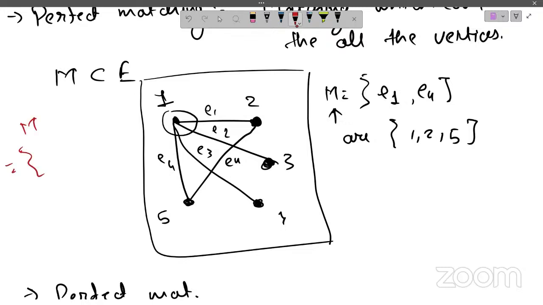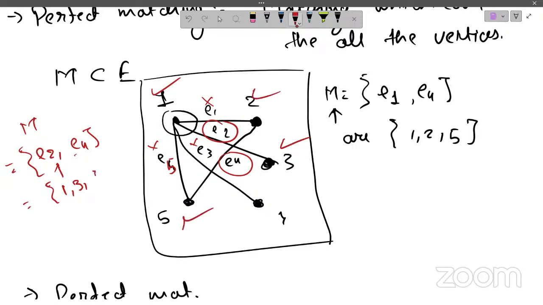Suppose I take this edge E2, then I cannot take E1, E3, E4. So the only left choice is E4. If I take this to be my matching, then the only vertices which have been covered are 1, 3, 2, 4, and 5. 4 is left out. We always leave a vertex. So in this graph, there is no perfect matching.